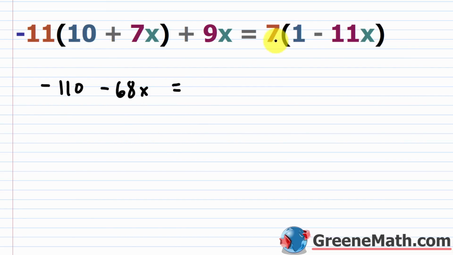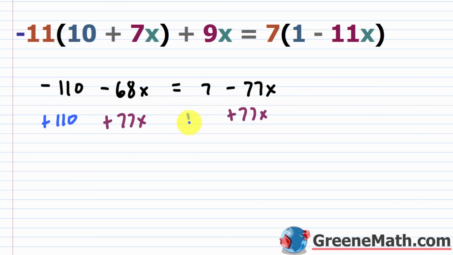Then this equals, over here, 7 times 1 is 7. And then minus 7 times 11x would be 77x. All right, left and the right side are as simple as we can make it. So again, let's just add 77x to both sides of the equation. And then let me add 110 to both sides of the equation. And let's go ahead and visibly cancel this guy right here and this guy right here. So on the left-hand side, I have negative 68x plus 77x, which is 9x. And this equals 7 plus 110, which is 117.